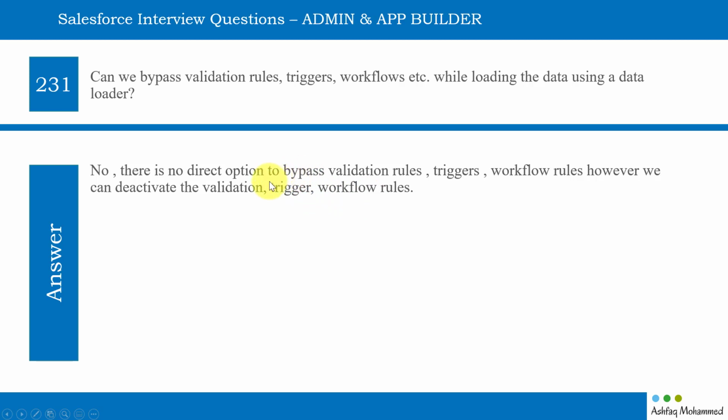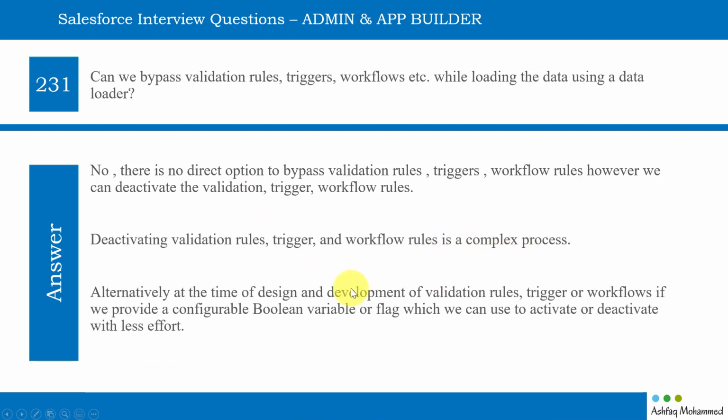You cannot deactivate triggers easily in production, so that is again a challenging task. It's not really simple to deactivate all these things if you are working in a very big org where you have hundreds of validations. It's not possible, basically. It's time consuming. So there is a hard way: if you deactivate them, you can bypass them. Deactivating validation rules, triggers, and workflow rules is a complex process, as I just said.